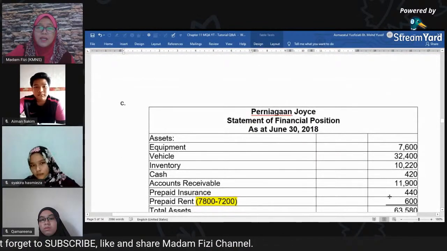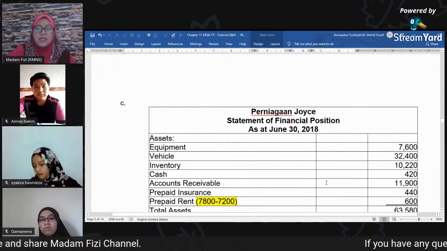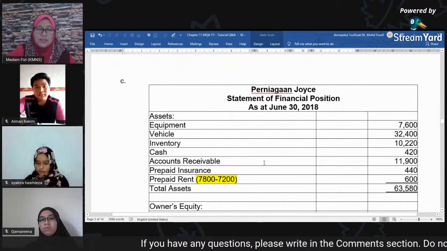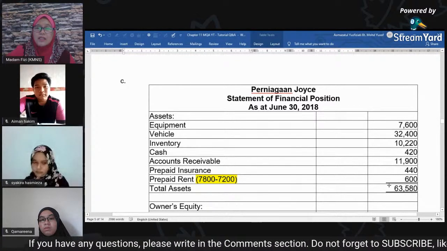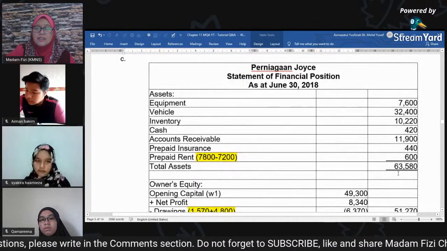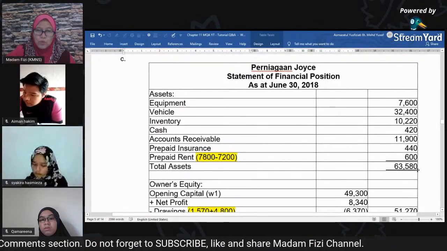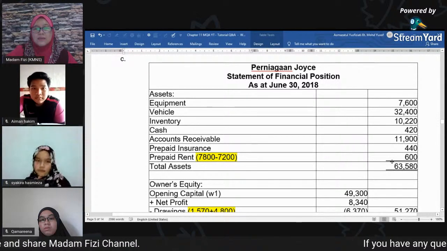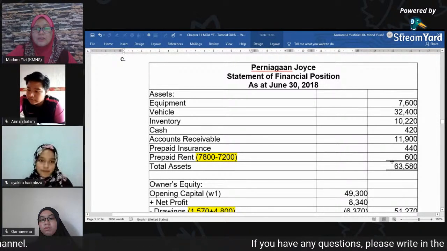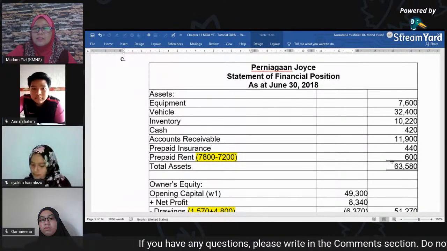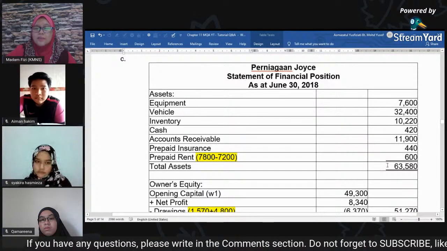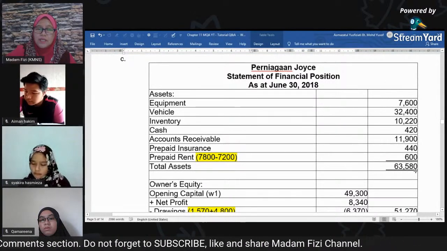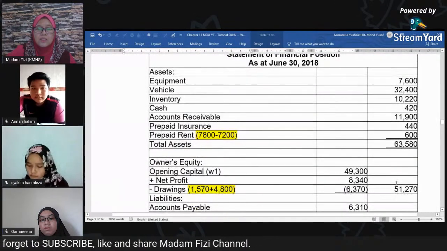Next is to prepare the statement of financial position. Okay, you look at the closing balance of assets. Okay, and then you get total asset is 63,580. Okay, the prepaid rent just now. The prepaid rent is 600. Okay, so the total asset is 63,580.